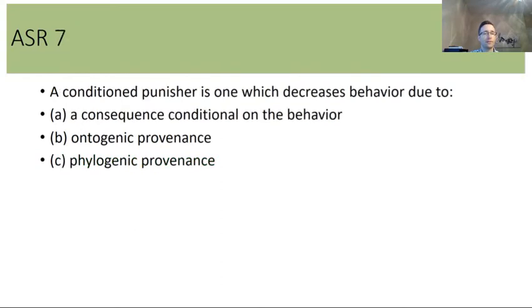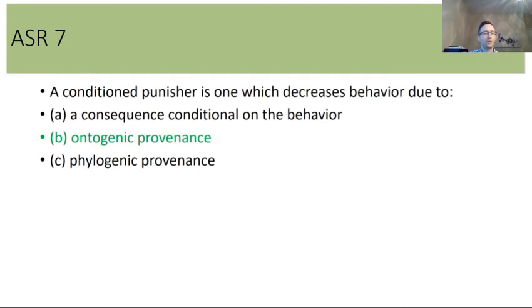ASR 7. A conditioned punisher is one which decreases behavior due to A, consequence conditional on the behavior, B, ontogenic provenance, or C, phylogenic provenance. Couple more seconds. All right, I'll close the poll, and the answer here is B, ontogenic provenance, which means due to experience or prior learning. That's what conditioned is referring to here.